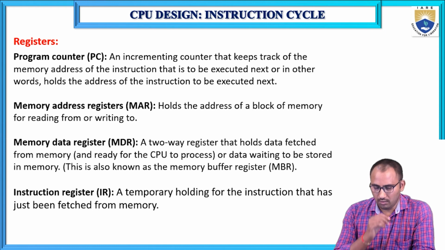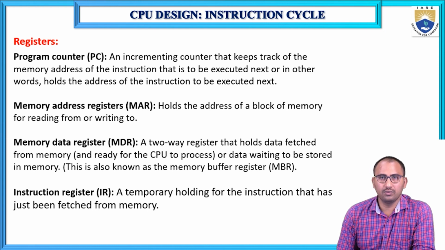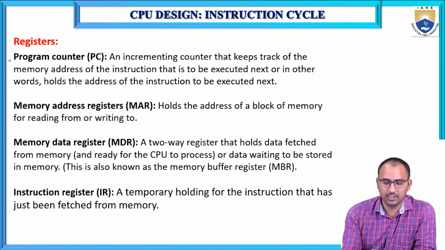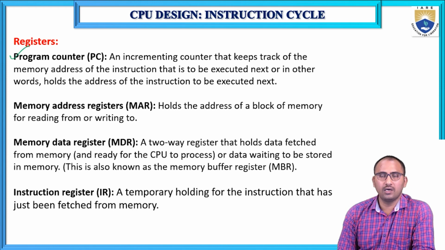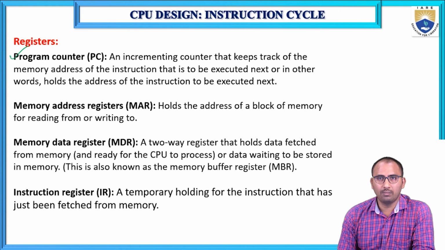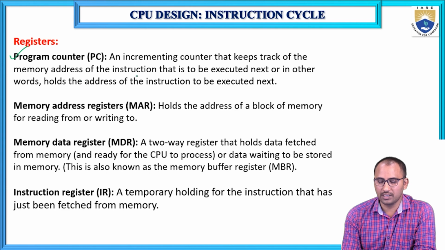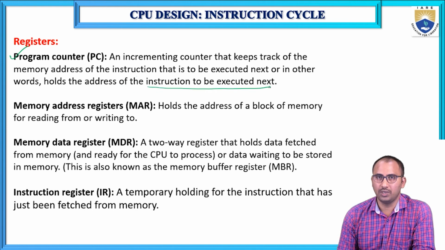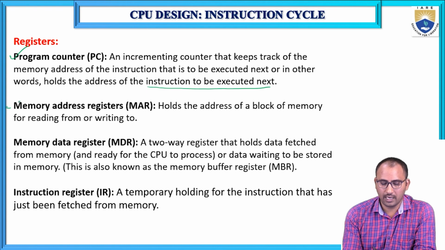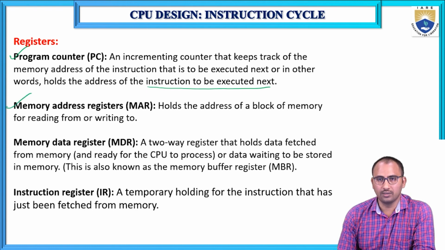And coming to the registers. In a computer we use different registers, so let's see them one by one. The first one is the program counter, which we already know about. The program counter is a counter that keeps track of the memory address of the instruction to be executed next; in other words, it holds the address of the next instruction to be executed. Next, the memory address register. This memory address register holds the address of the currently executing instruction.